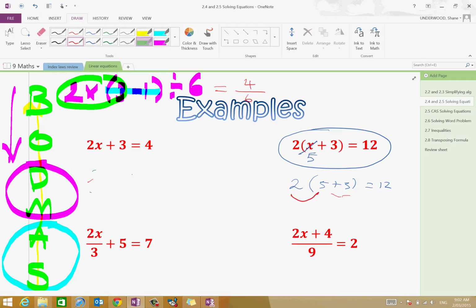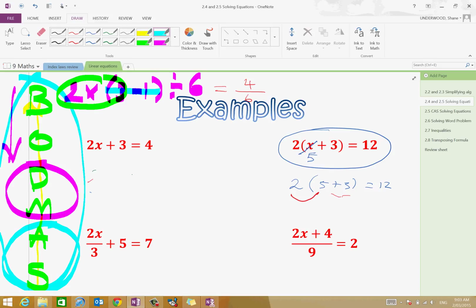Now, if you think about it, BODMAS here is all about solving equations as well, but we do it in reverse. The addition and subtraction happens first rather than it happening at the end. That's what I want you to realise.